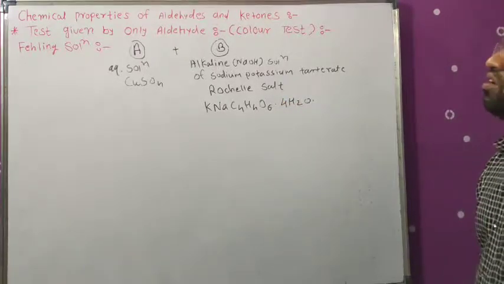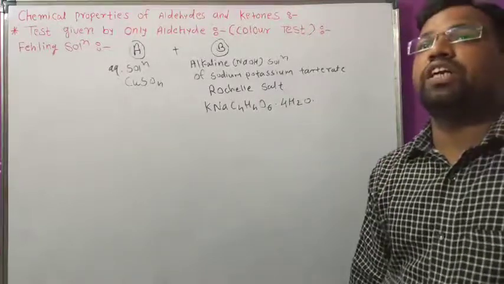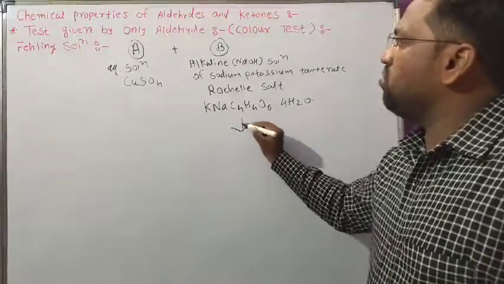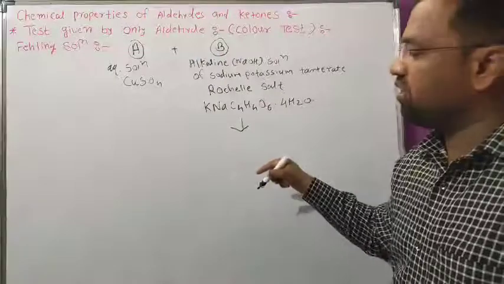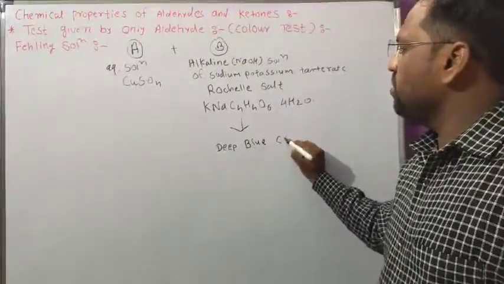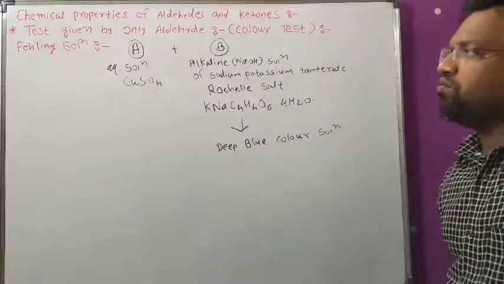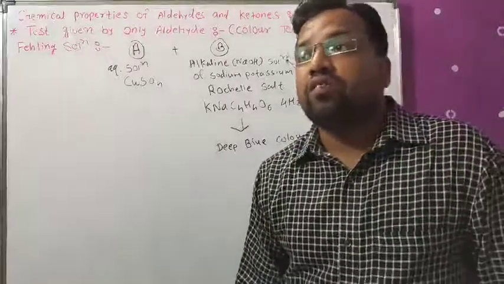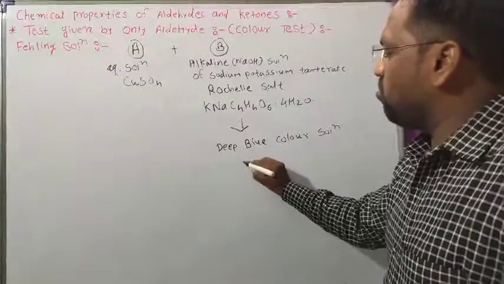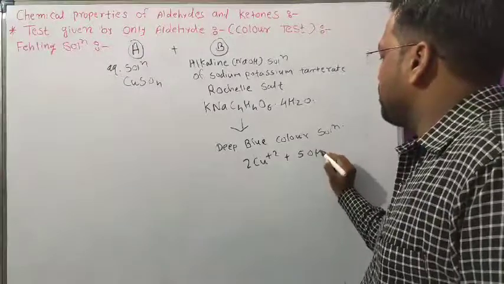Okay, now see here, when solution A and solution B are mixed together, we form a deep blue color solution. That deep blue color solution is called the Fehling solution, and this Fehling solution can be indicated by the formula 2Cu2+ plus 5OH minus.